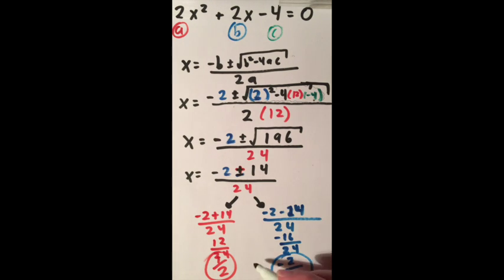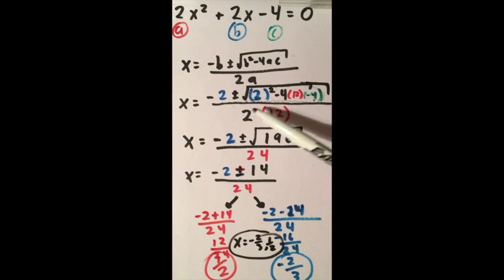I'm going to write that kind of in between here. Hopefully you can see it. I'm kind of having trouble framing this. Negative 2/3 and 1/2. And those are my two answers, okay? Negative 2/3 and a positive 1/2. So what I did there is I just basically plugged everything in. If you want to think of this in terms of steps, I plugged everything into my quadratic formula.